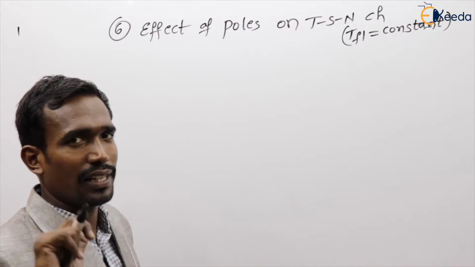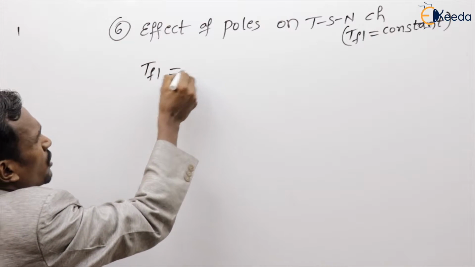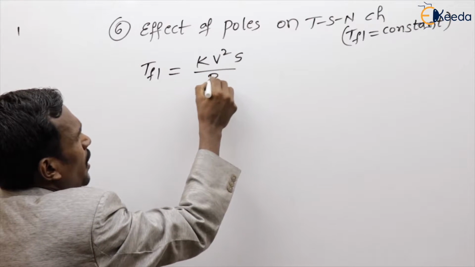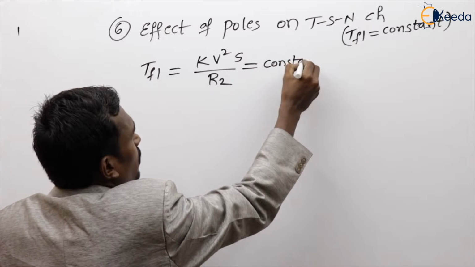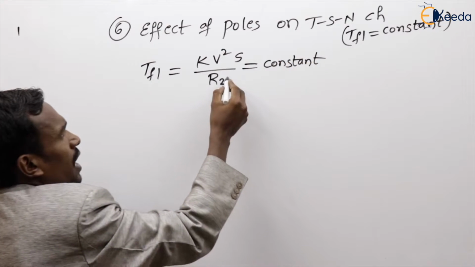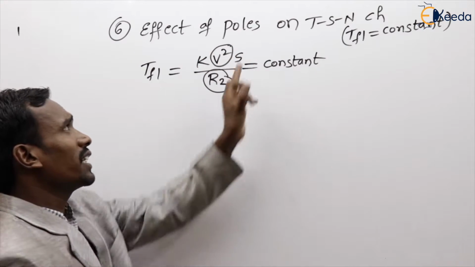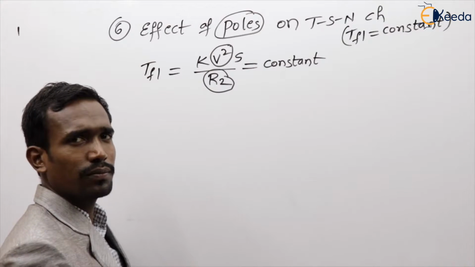Full load torque is constant. Full load torque is equal to K V square into S by R2, and this should be constant. Here R2 is already constant and voltage is already constant, because we are just changing the poles.